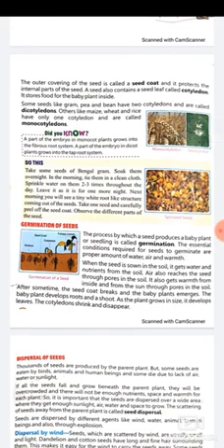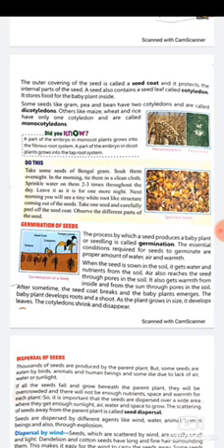How do seeds germinate? The process by which a seed produces a baby plant or seedling is called germination. It essentially needs the proper amount of water, air and warmth. When the seed is sown in the soil, it gets water and nutrients from the soil. Okay? Air also reaches the seed through pores in the soil. It also gets warmth from the sun.